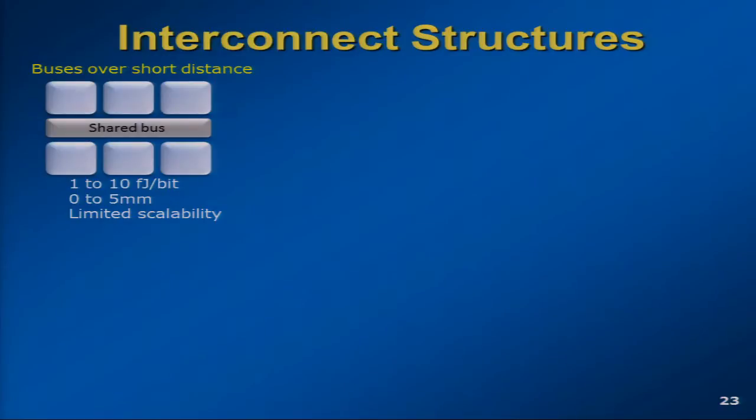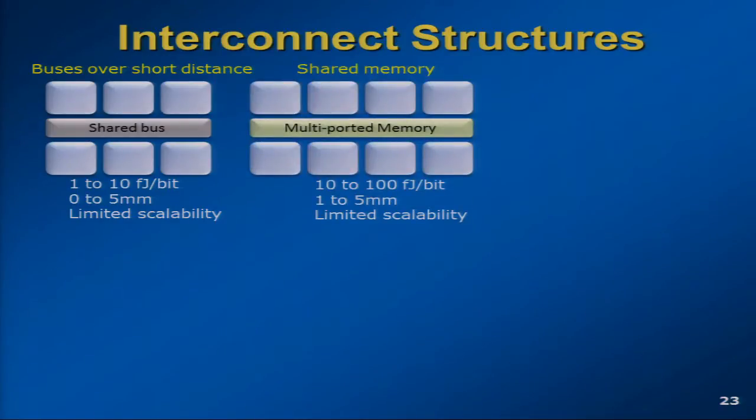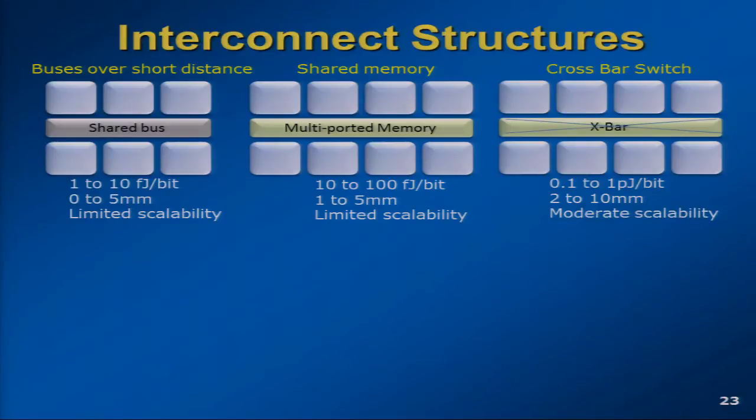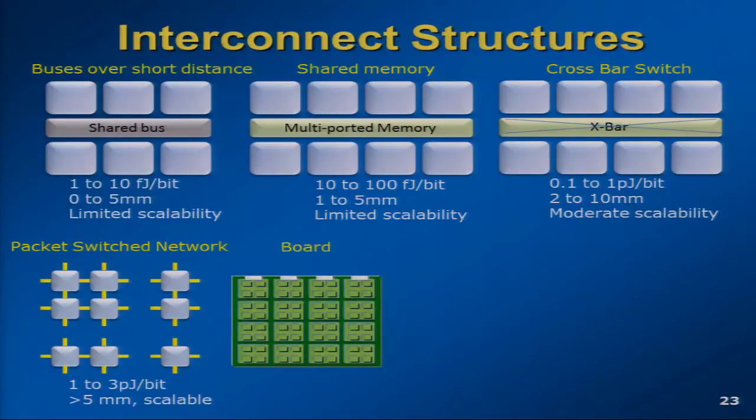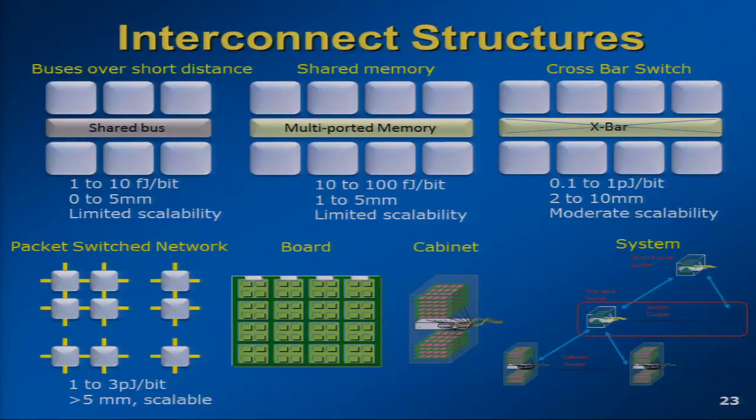You have cores connected together, you have a shared bus, then you have shared memories, or you can have crossbar switches if you want to connect these things together over a longer distance. Or if the distances are too large, only then start thinking about packet switch networks. Followed by on the board, and I'm going to talk about the cabinets and the system next.